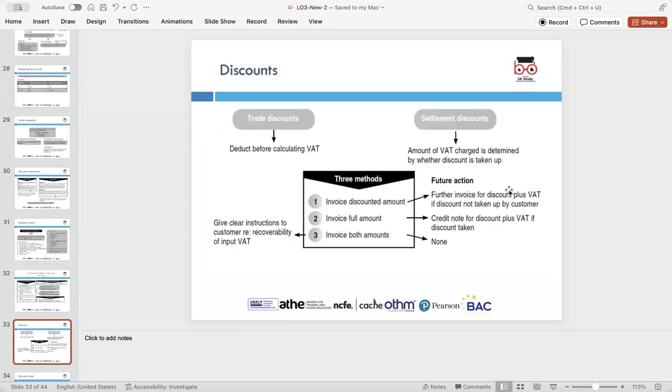Trade discounts, which are deductions made before calculating VAT, can be handled using different methods: invoice the discounted amount, where VAT is calculated on the discounted amount; invoice the full amount, where VAT is calculated on the full invoice amount; or invoice both amounts. Clear instructions should be provided to customers regarding the recoverability of input VAT.